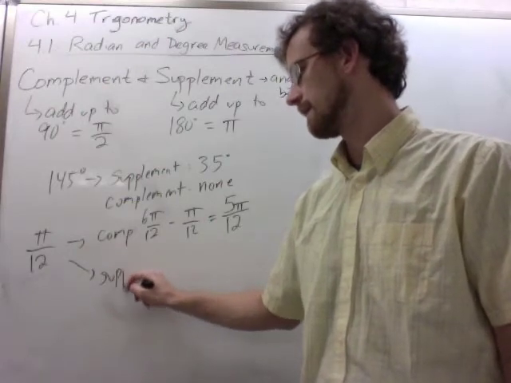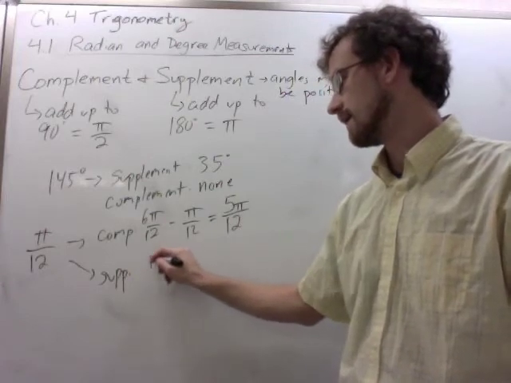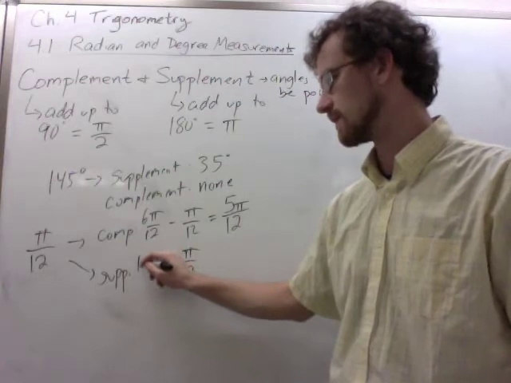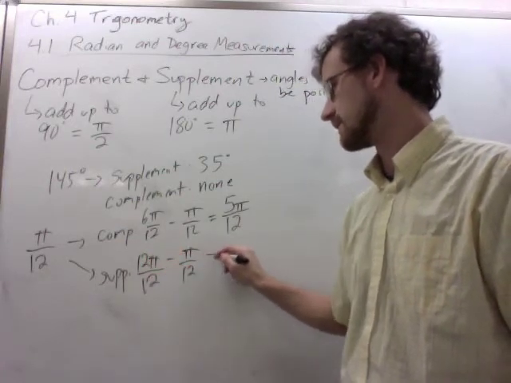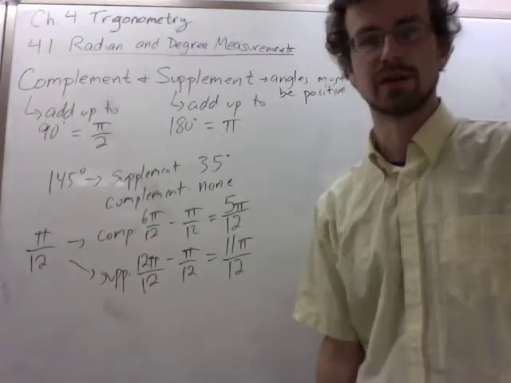For the supplement, supplementary angles add up to pi. So I take pi minus pi over 12. Well, pi is 12 pi over 12. So if I subtract pi over 12, I get 11 pi over 12.